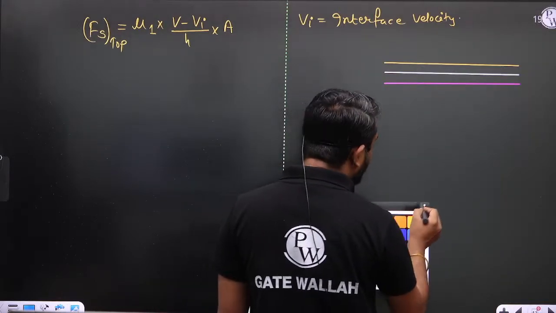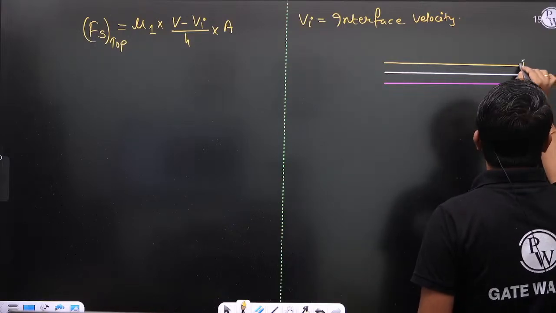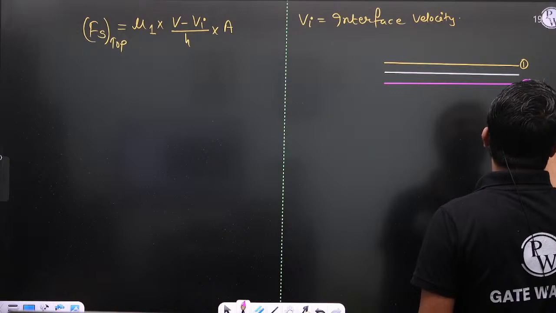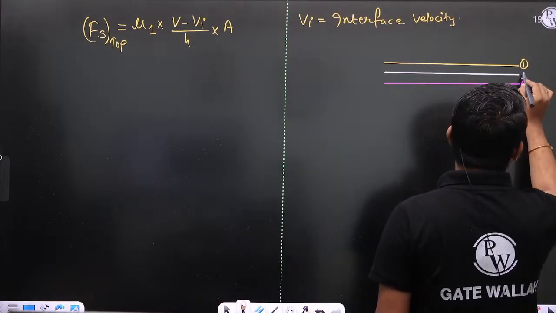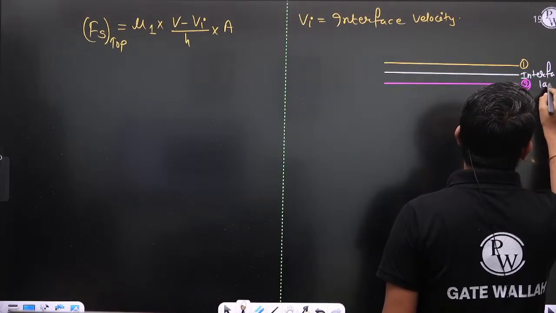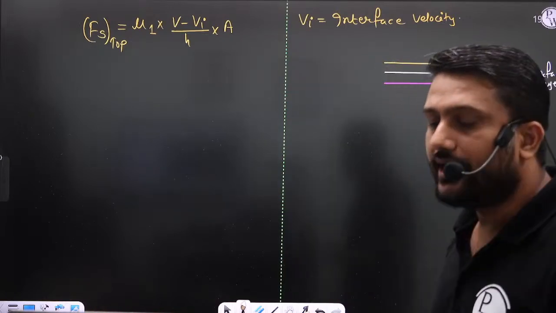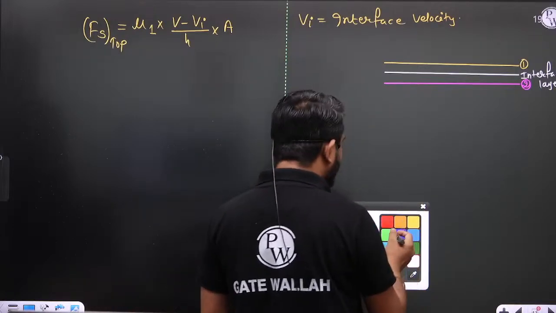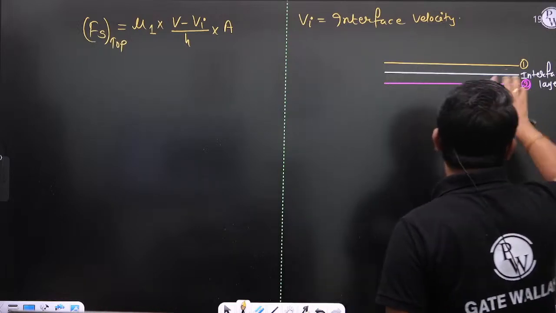Right. So this is the layer of fluid number 1, this is the layer of fluid number 2, and this is the interface layer. Now, if you show the shear stresses or shear forces on this interface layer.